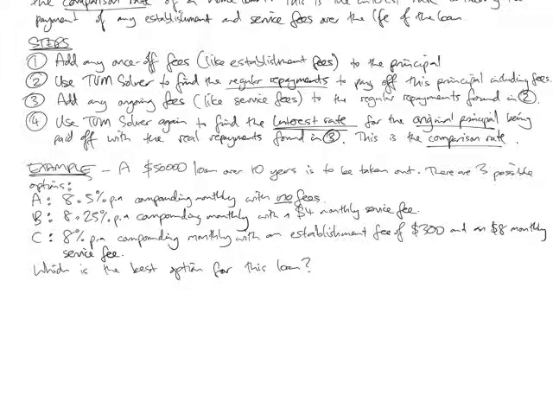And then the last step, you go into TVM Solver again, and now you're going to solve for the interest rate, which is I% in TVM Solver. But instead of the PV that includes the fees, you're solving for the original principal amount, the original loan amount without the fees, being paid off with the repayments that you found in step 3. So essentially you're working out what the interest rate is for paying off the home loan that you set out to pay for, but with the larger repayments including fees that you determined in step 3.